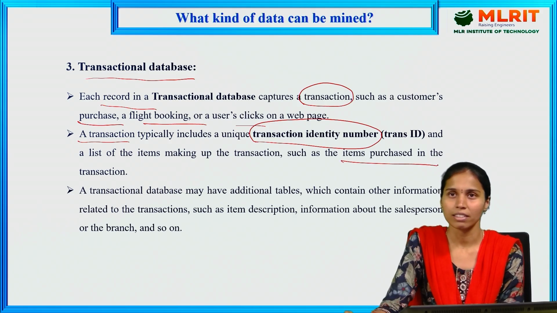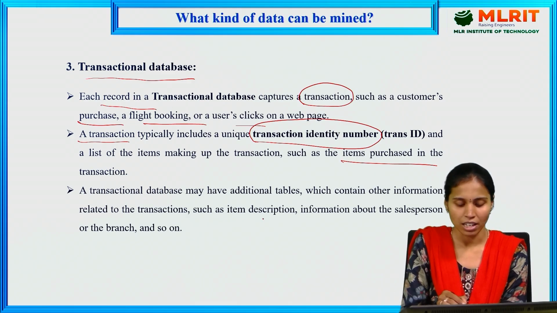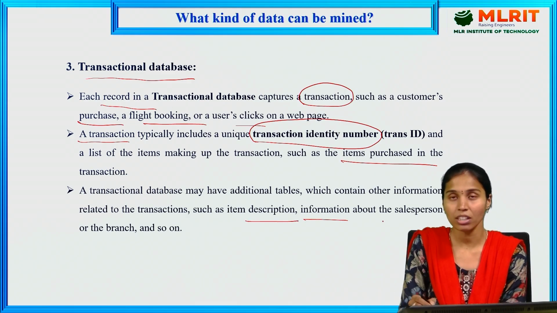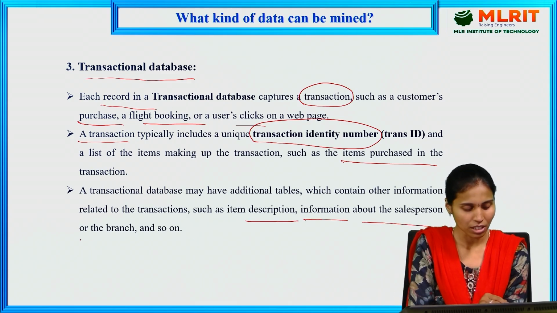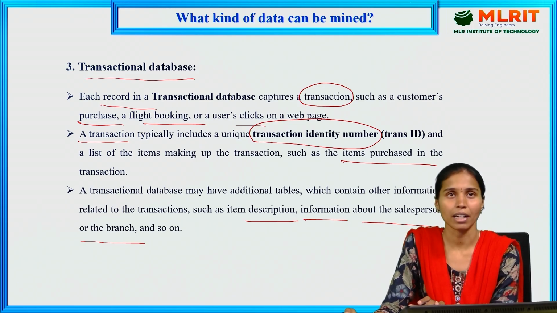It has a unique transactional ID number and a list of items making up the transaction, such as items purchased in the transaction. A transactional database may have additional tables which contain other information related to the transaction, such as description, information about the salesperson or the branch and so on. This is about transactional database.